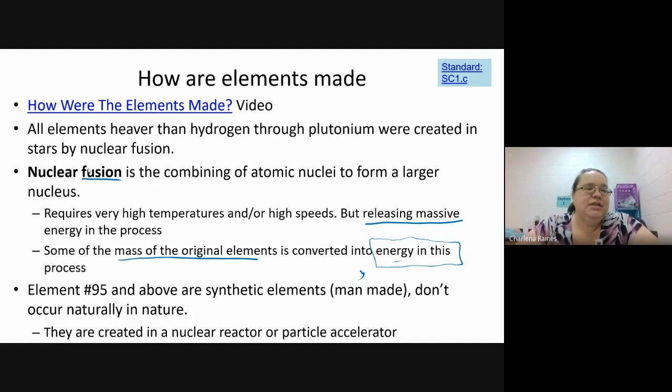Now, it is interesting to note that any element above number 95, so 96 through currently 118, they are all synthetic elements. And a synthetic element just basically means it does not exist in nature. So these things were not created in the sun or the stars. They were actually created in laboratories.